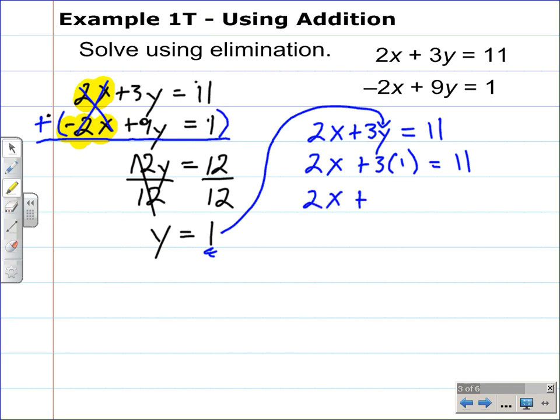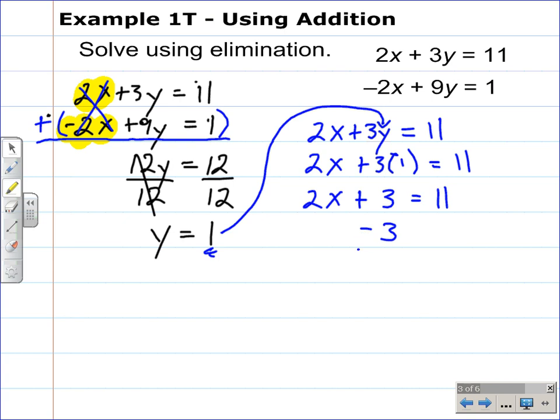We simplify this equation by multiplying 3 times 1. So the new equation is 2x plus 3 is equal to 11. A lot of students don't even write this step right here. They substitute in and do the multiplication mentally. 3 times 1 gives 3, and they just write this equation down. Now it's a two-step equation to solve for x.